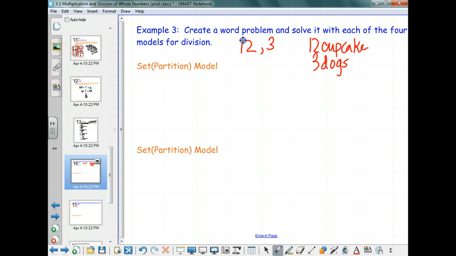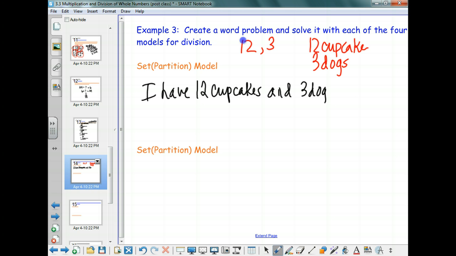We have 12 cupcakes and what? 3 dogs. Okay. I have 12 cupcakes and 3 dogs. Okay, now what? How many cupcakes does each dog get? All right, so how many cupcakes can each dog eat?